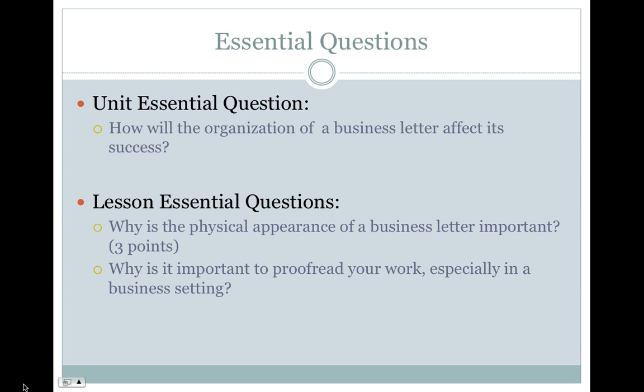So what is proofreading? Your essential questions for this presentation are the unit essential question, how will the organization of a business letter affect its success? And your two lesson essential questions are, why is the physical appearance of a business letter important? And the second lesson essential question, why is it important to proofread your work, especially in a business setting?